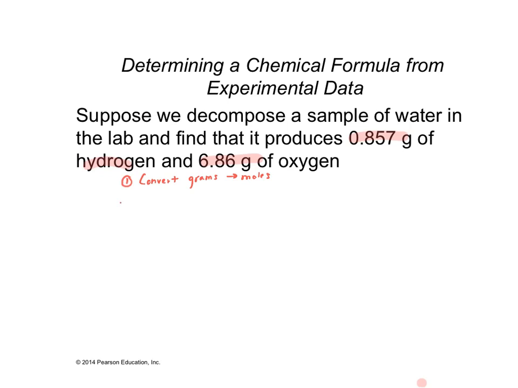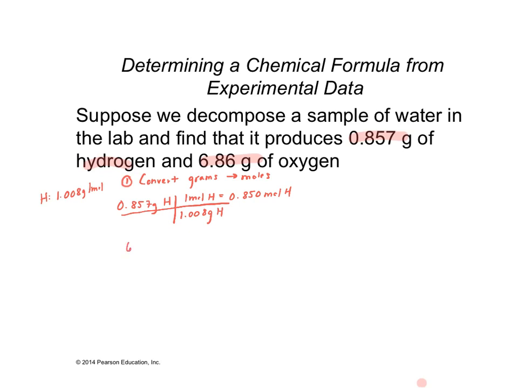Okay, so we'll take our individual masses. We'll start with hydrogen. We've got 0.857 grams of hydrogen. And to convert to moles, I'm going to take the molar mass of hydrogen, which for hydrogen is just the atomic mass, 1.008 grams per mole. And I'm going to divide by that, right? So to convert from grams to moles, we're just going to divide by the molar mass. So for every 1.008 grams of hydrogen, we would have 1 mole of hydrogen. So when I do that, I end up with 0.850 moles of hydrogen.